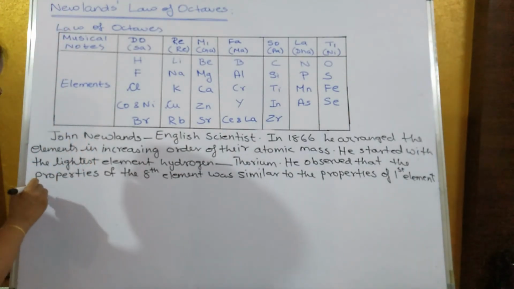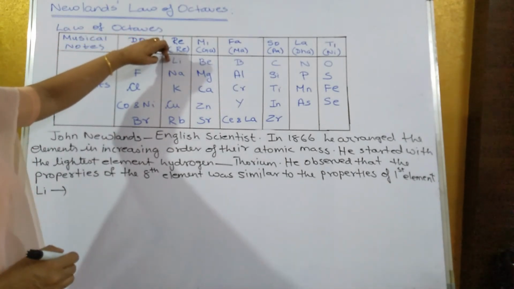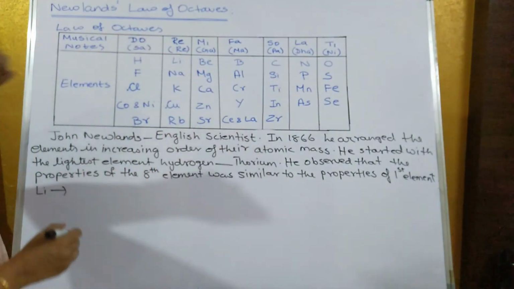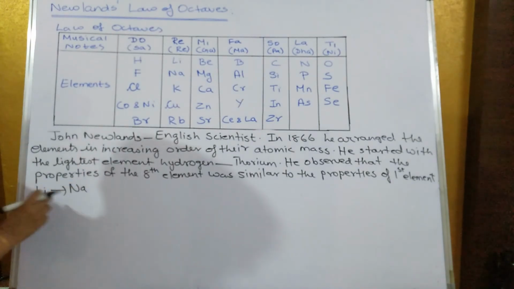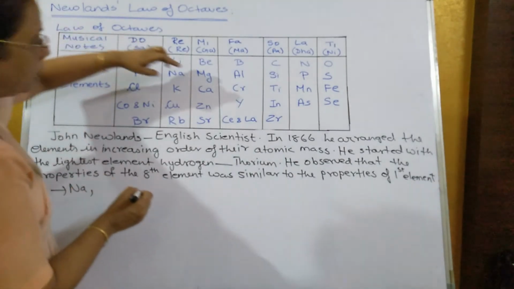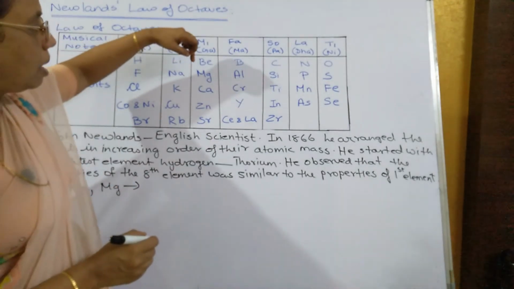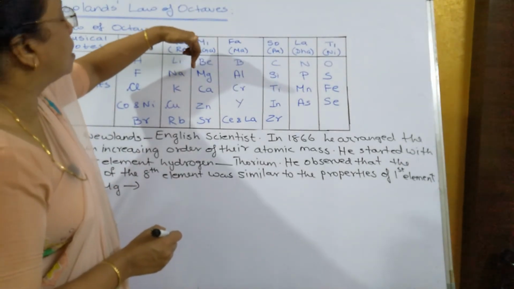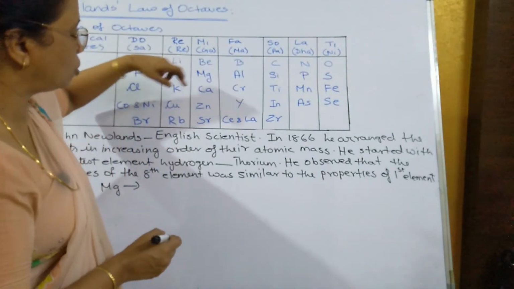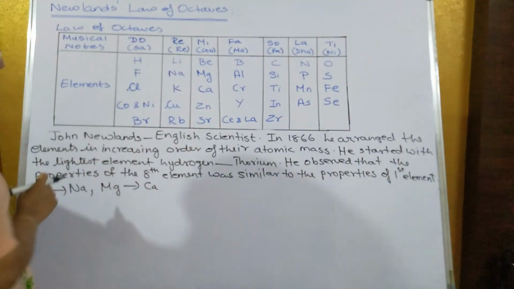जैसे कि अगर इफ़ आई टेक लिथियम, सो फ्रॉम लिथियम विच इज़ अ एट्थ एलिमेंट, 1 2 3 4 5 6 7 8. So sodium is the eighth element, and the properties of lithium and sodium were very similar. Now if I take magnesium, the eighth element from magnesium, 1 2 3 4 5 6 7 8. So the eighth element is calcium. So the properties of magnesium and calcium were found to be similar.